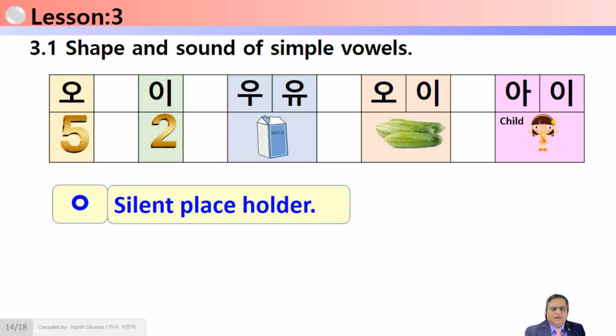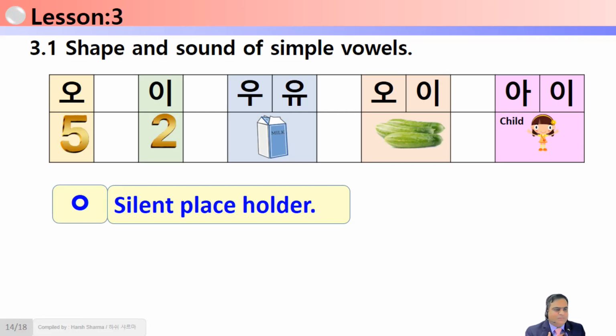Last one is I. I think you can read now. Just read them with their sounds and make the words. I means child. In this, A and E both are vertical vowels, so the silent placeholder is on the left side. So 5 words we have done. You can write these words.